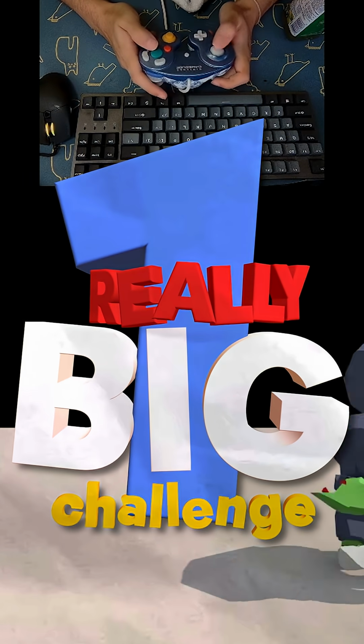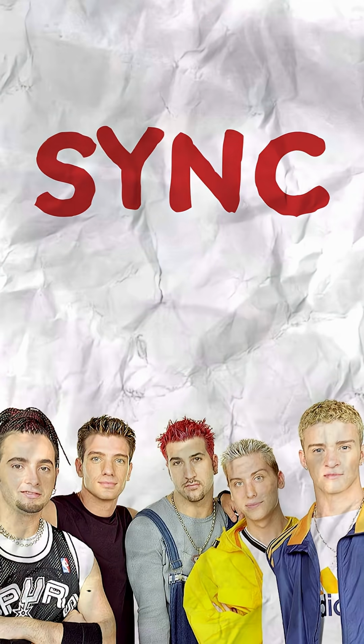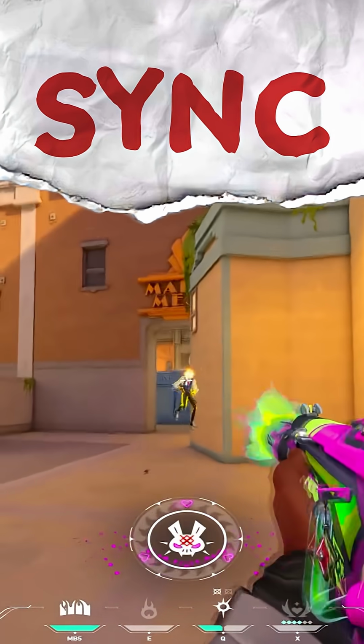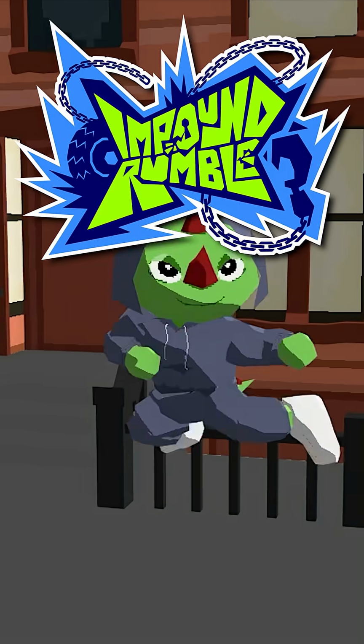One really big challenge that comes with adding online multiplayer to a game: synchronization. In other words, making sure that everyone in the same lobby or server is seeing the same thing. Sort of. Let's take two netcode solutions, one known as delay-based or lockstep, and one known as rollback, which is what I'm using for my game, Impound Rumble.